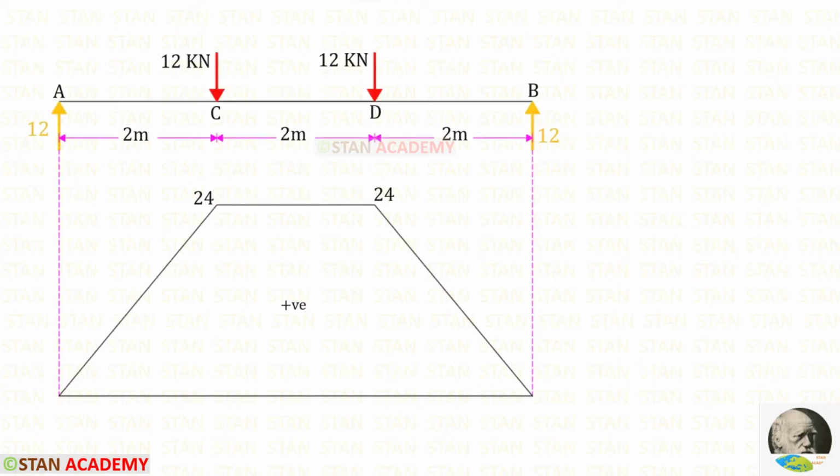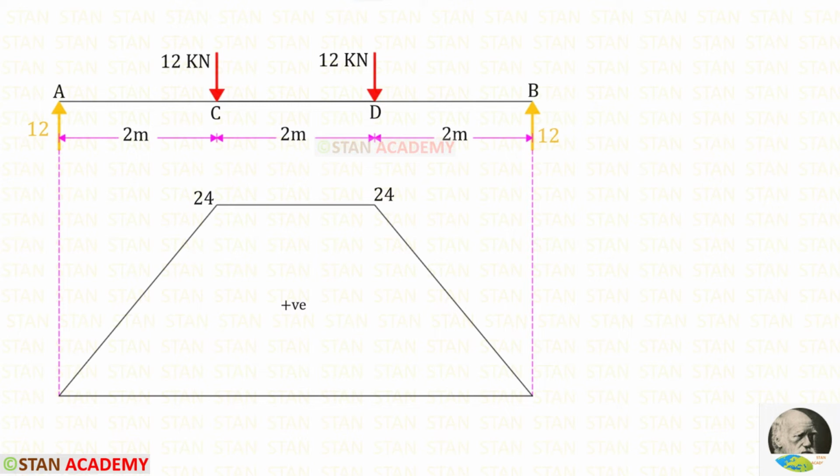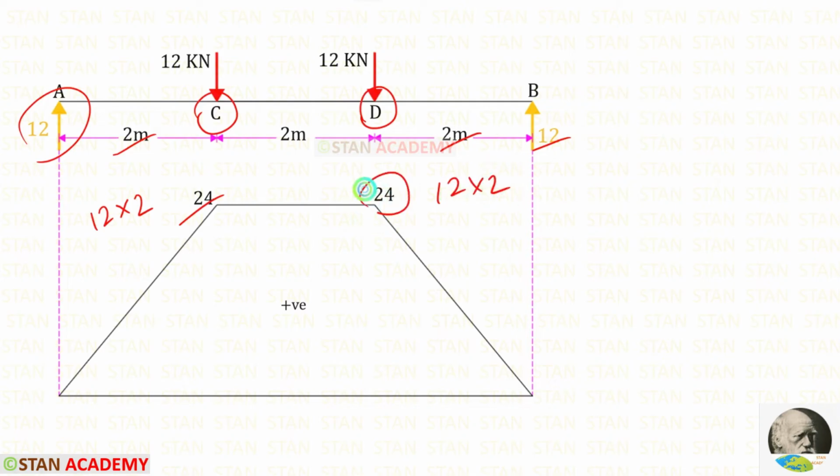Now we are going to draw the bending moment diagram. For that, first we have to assume the fixed beam as a simply supported beam. You can see that I have assumed the fixed beam as a simply supported beam. We know that in this beam we have symmetrical loading, so we can easily find RA and RB, which we have done already. To find the bending moment in the point C, we have to multiply RA with 2. 12 into 2, we get 24. To find the bending moment in the point D, we have to multiply RB with the distance 2. 12 into 2, here also we will get 24.